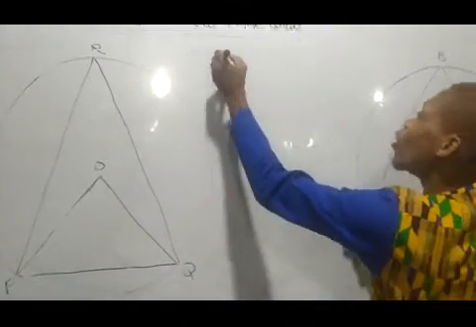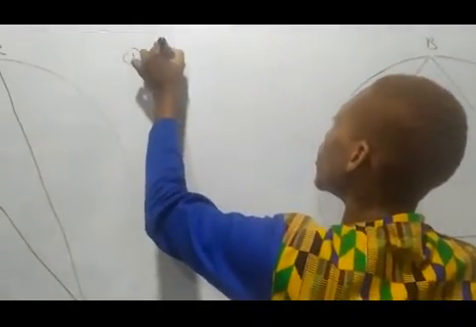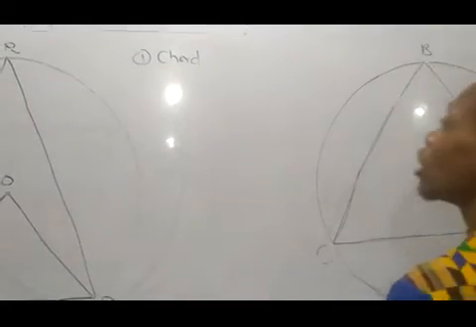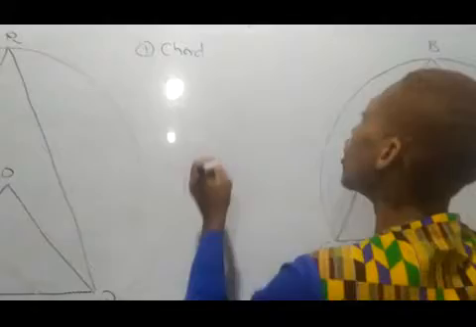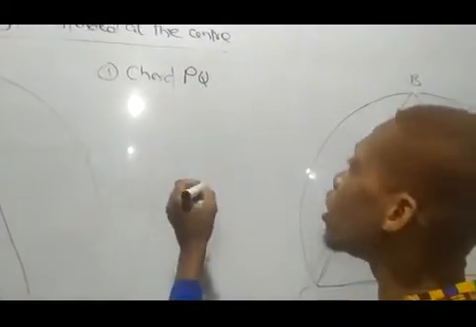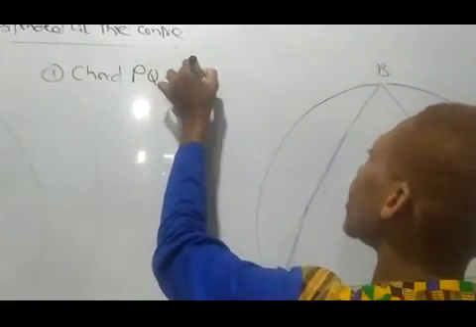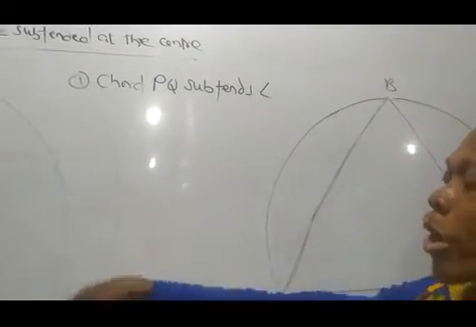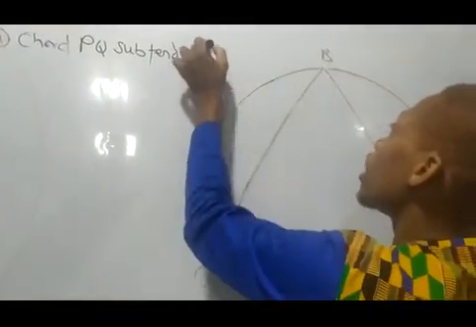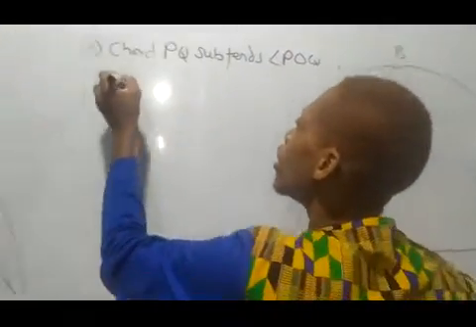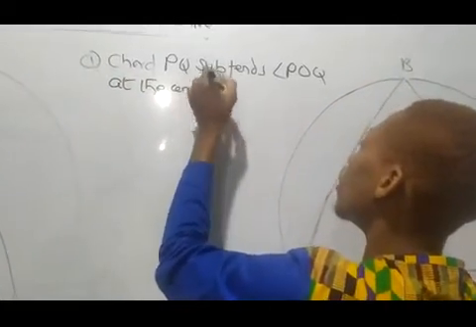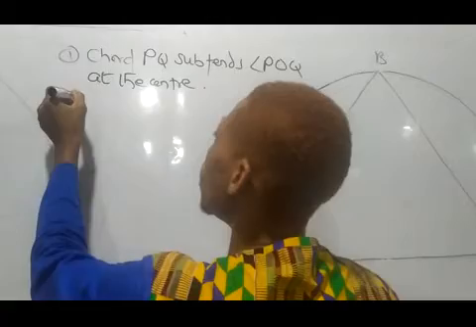So 1, I will say chord PQ subtends angle either POQ or QOP. So subtends angle POQ at the center.